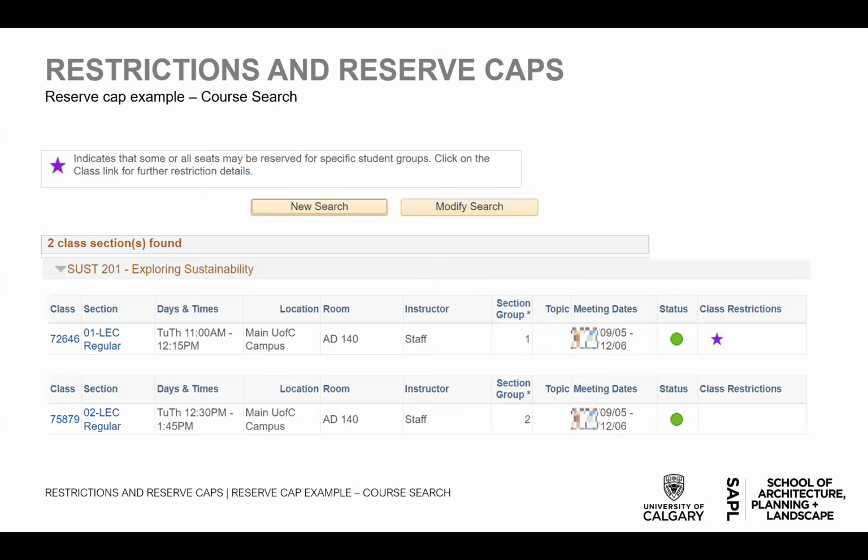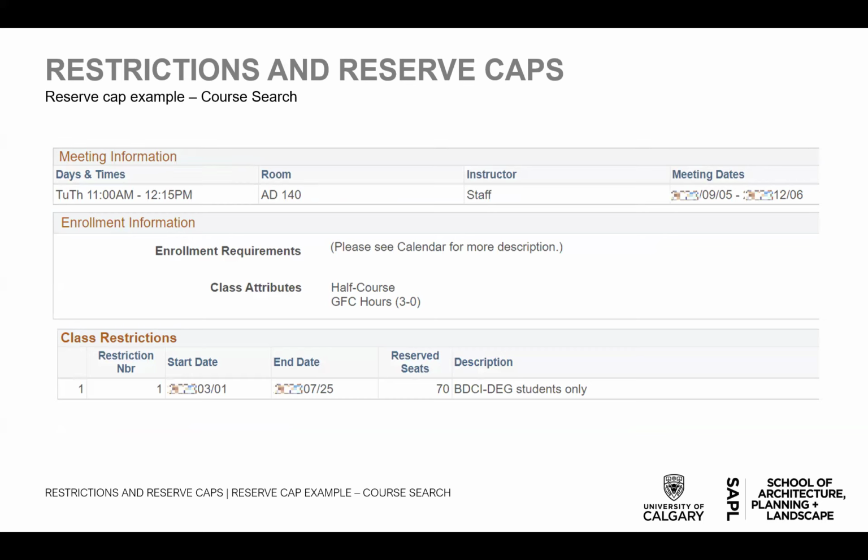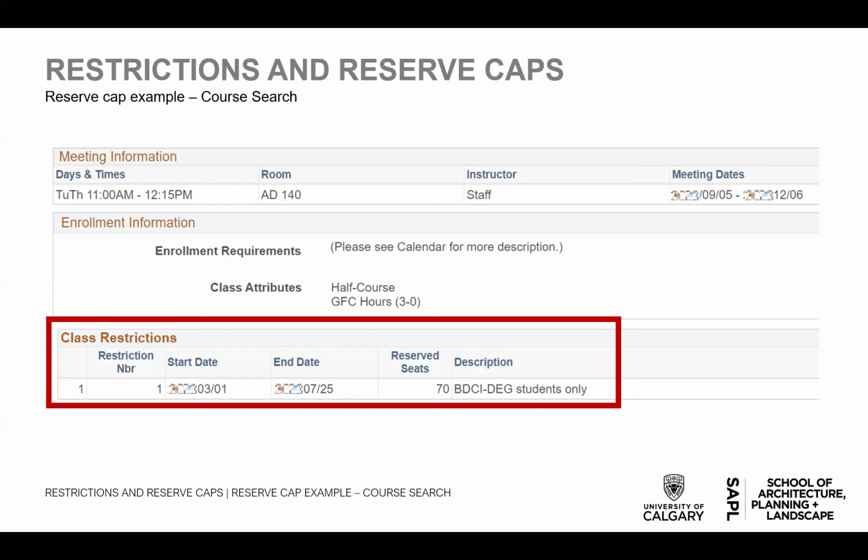So let's continue using SUST 201 as an example. This time, let's click on Lecture 1 to find out more about the class you need to enroll into. After clicking into Lecture 1, you can see here under Class Restrictions that the reserve cap is in effect from March 1st to July 25th, with 70 seats reserved for BDCI degree students. I'm going to sound like a broken record here, but the most important part of registration is to not delay it. Make sure you take advantage of priority registration features that we've implemented, especially for you.